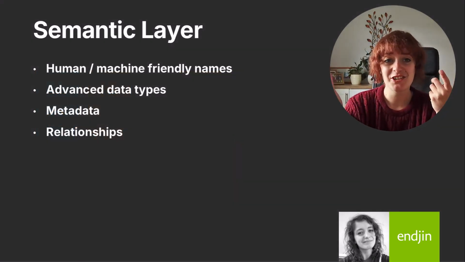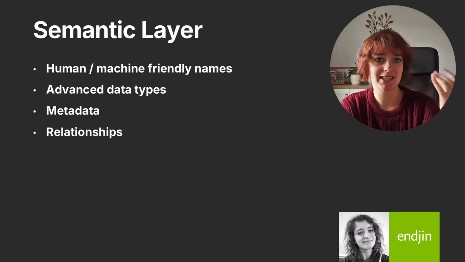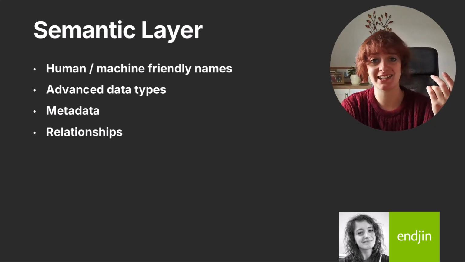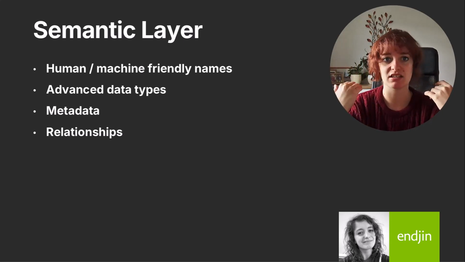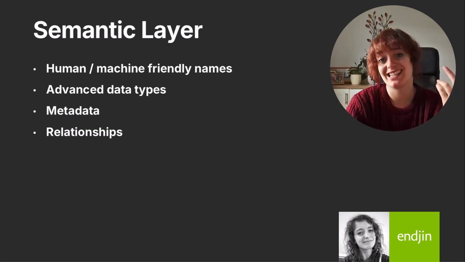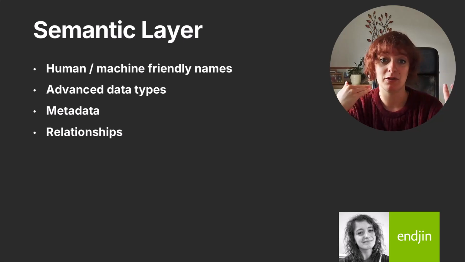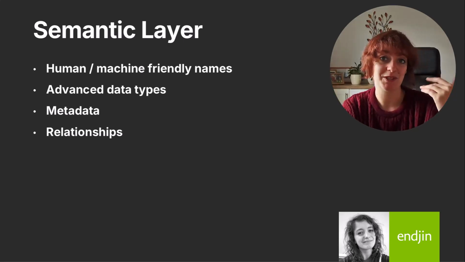So this can include human or machine-friendly names, descriptions, and synonyms of objects like tables and columns. It could include assigning more advanced data types over the primitive types that are used in the gold layer. So saying like this number is a percentage or a latitude or a currency, or this string is a city. It could include adding metadata to help you enable effective governance of the gold layer, like data classification tags. And it could mean defining relationships between your objects.